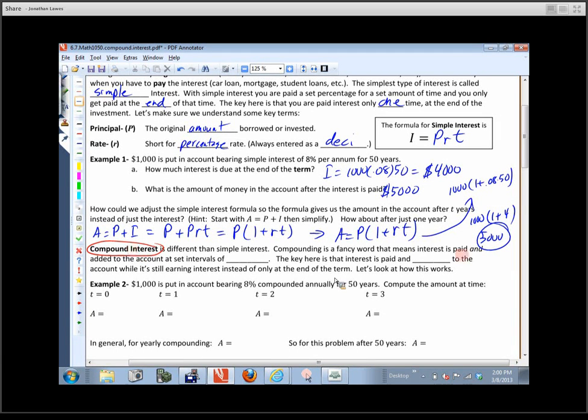Compounding is a fancy word that means interest that is paid and added to the account at set intervals of time. So maybe every year they pay you the interest that you're due and they put it in the account.